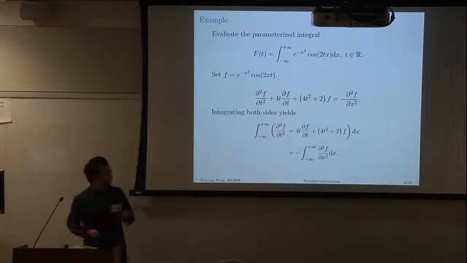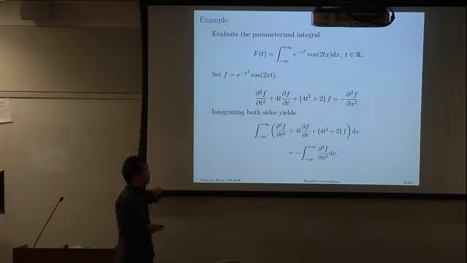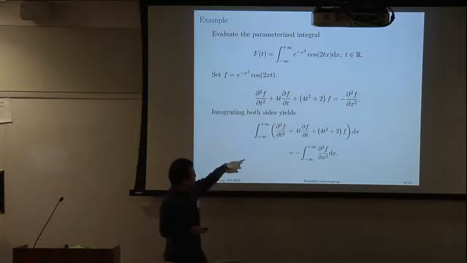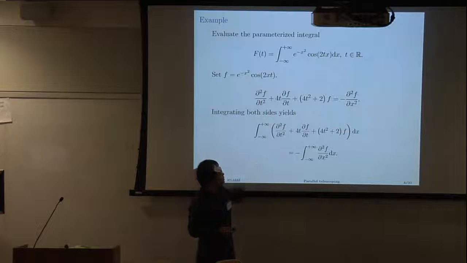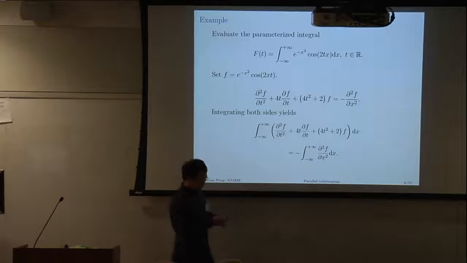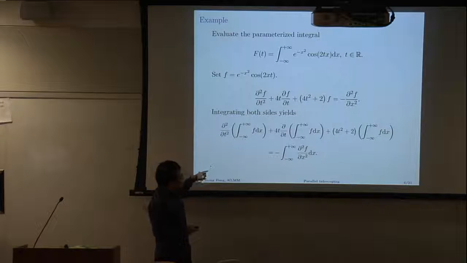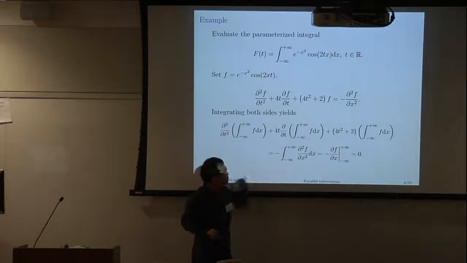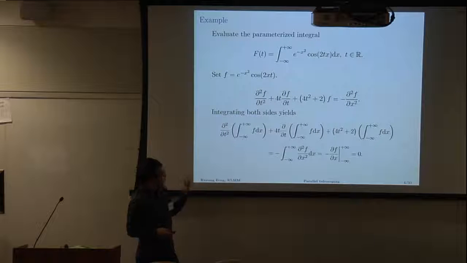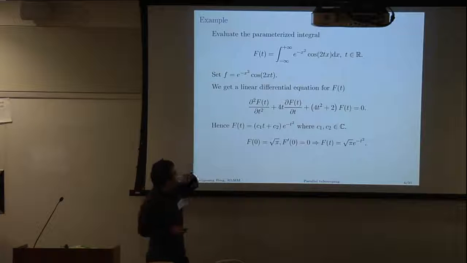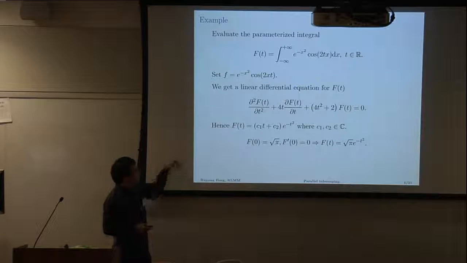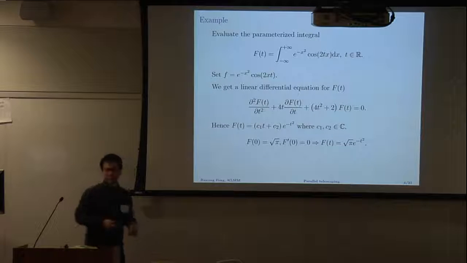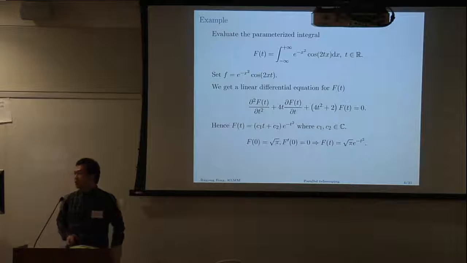Now we integrate both sides of this equation, and then we get this. Note that the integral commutes with the derivation and the coefficients in t, so we can move this integral out of the derivation. A good thing is that the integral on the right hand side of this equation is zero, so we get a linear differential equation for the integral as a function of t. Now we solve this equation, and then the initial conditions allow us to find this integral. So this is a typical example for creative telescoping.